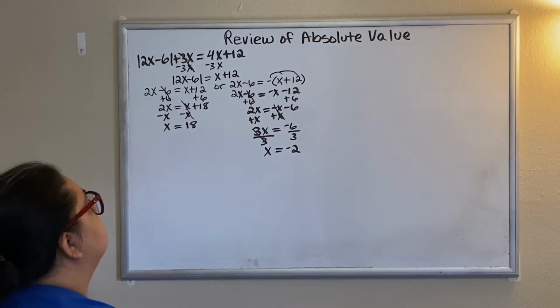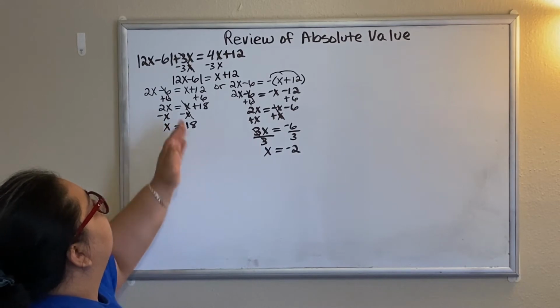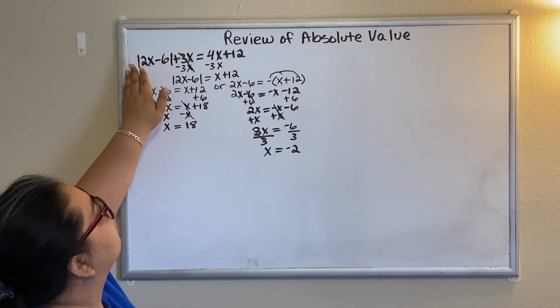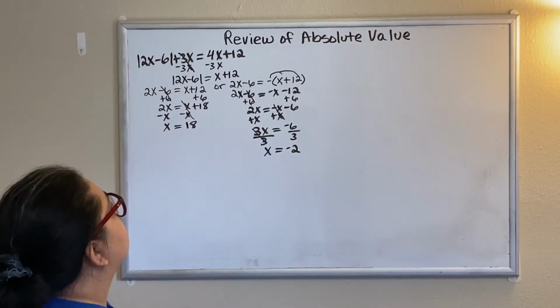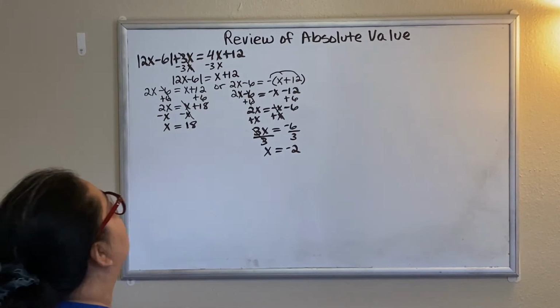So now we have our two solutions, but we can't say these are our solutions yet. Remember, there's an x or a variable on both sides of the equal symbol. So we need to check our solutions. So we're going to plug 18 into our original problem.